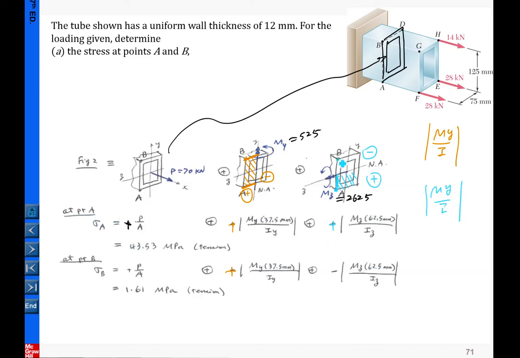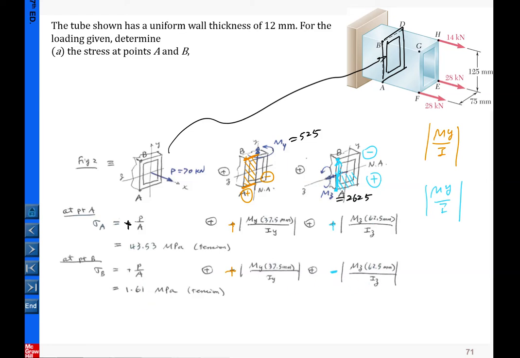Now we look at point B. At point B, again MY over I, M is the same, MZ. The distance from point B to the neutral axis is this one, and that distance measured is 62.5, and IZ. Here, in terms of magnitude, A and B have the same magnitude. However, point B is located in the compressive region, so we put a negative sign here. So here you simply do the algebra. This is a positive term plus a positive term plus a positive term, and you plug in all the numbers. At point B, the same thing: a positive term plus a positive term plus a negative term, and that goes here.